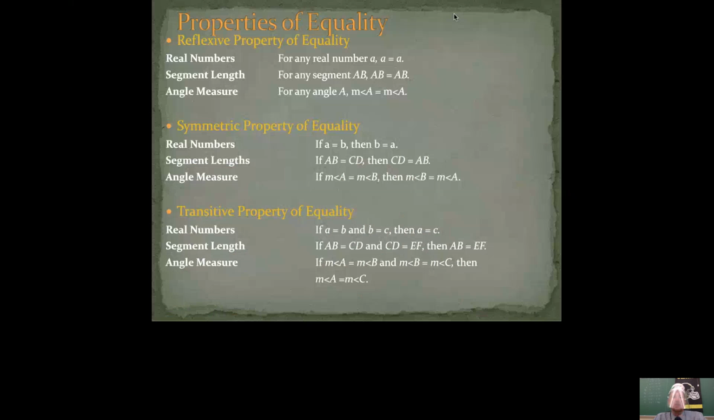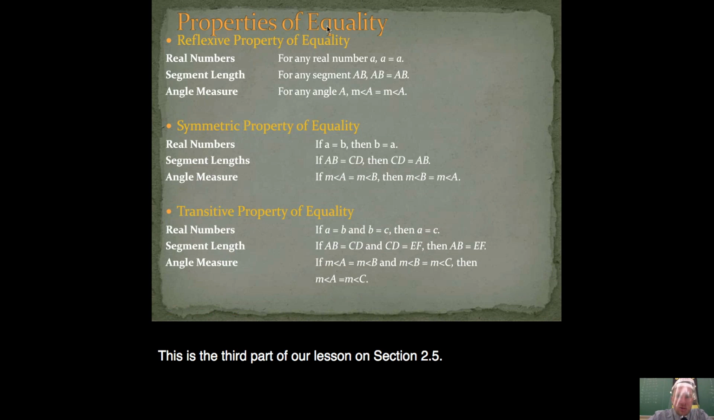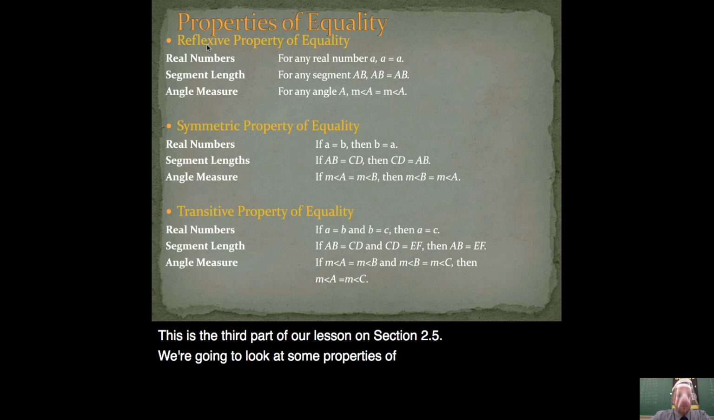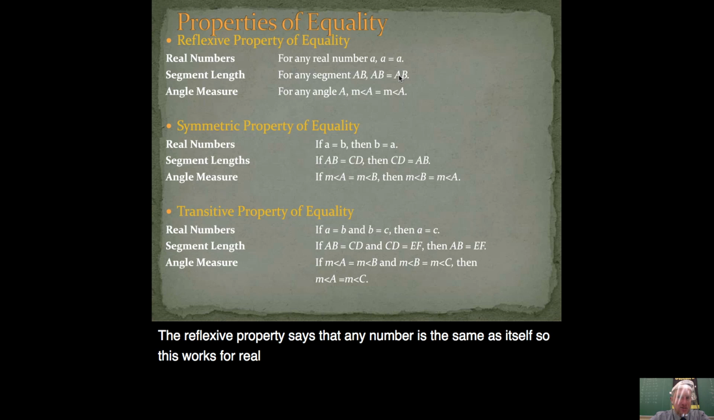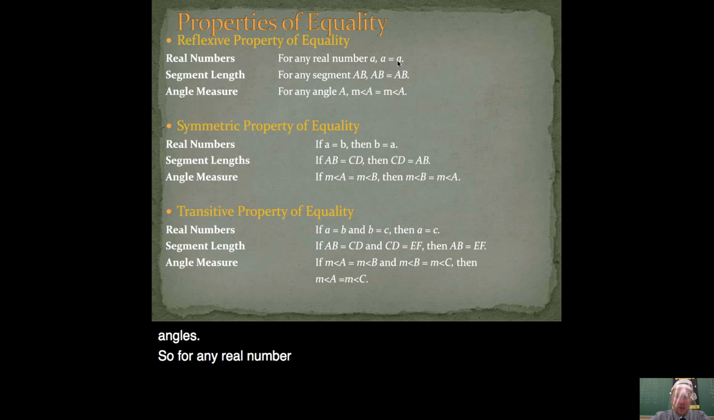This is the third part of our lesson on section 2.5. We're going to look at some properties of equality. The reflexive property says that any number is the same as itself. So this works for real numbers, it works for segments, and it works for angles. So for any real number, A equals A.